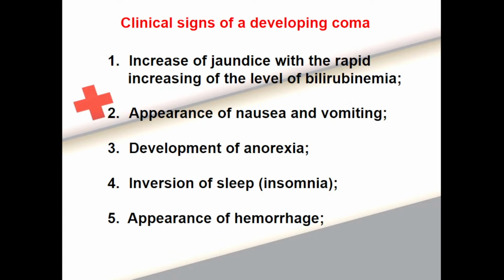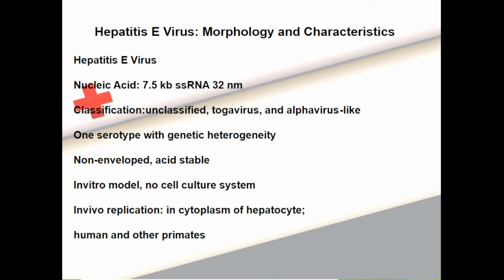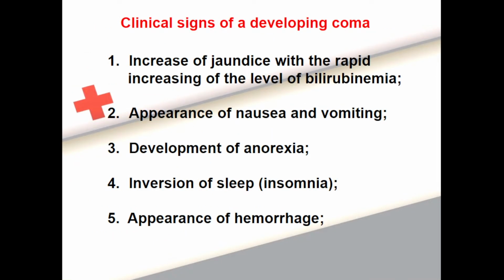Clinical signs of a developing coma: increase of jaundice with a rapid increase of the level of bilirubin, appearance of nausea and vomiting, development of anorexia, inversion of sleep, insomnia, appearance of hemorrhage, decreasing ALT/AST, decreasing size of the liver. These are things that should make you worry.